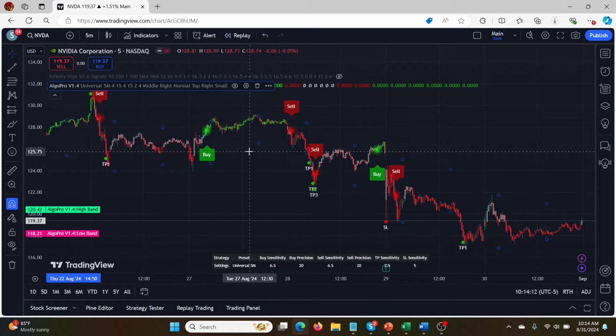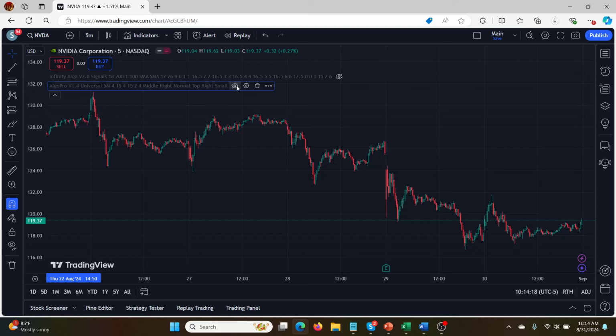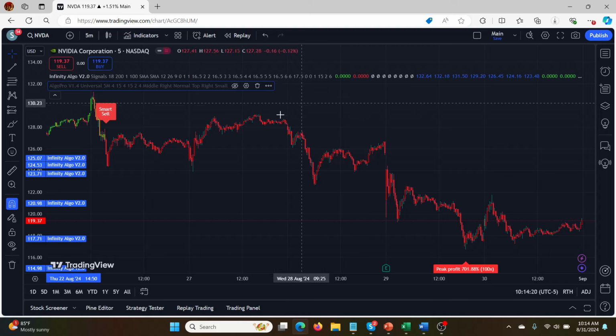So obviously you'd have done pretty well just using Algo Pro on this setting right here. Let's close down Algo Pro and put instead Infinity Algo. And you can immediately see the difference here is you only get one signal. It's a smart signal back here. And this is a swing trade for 5 days.